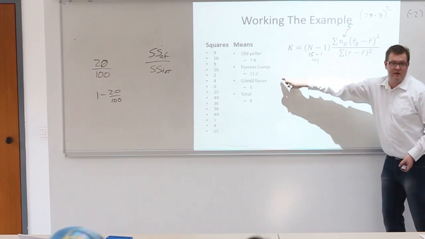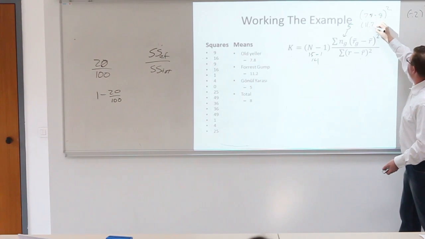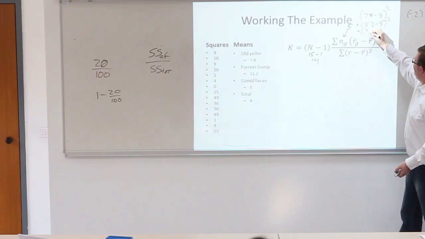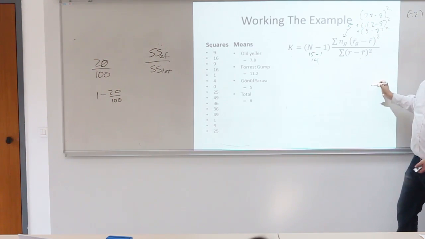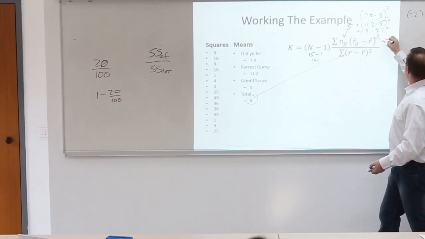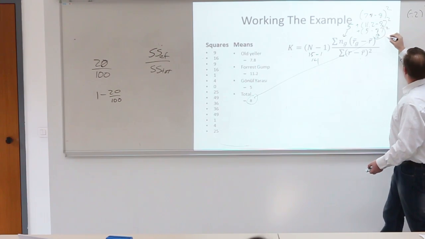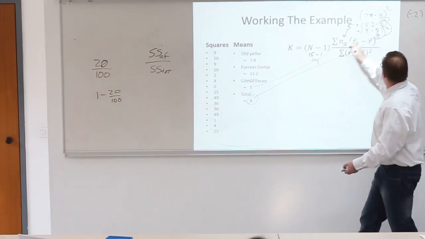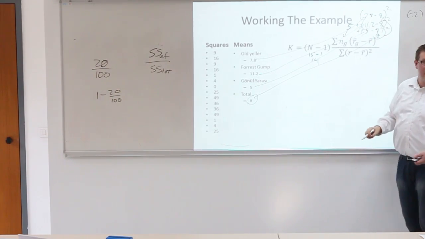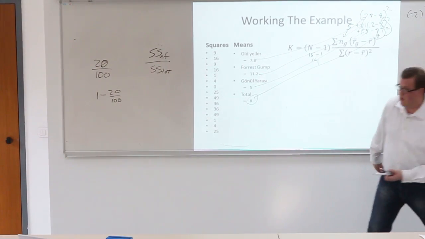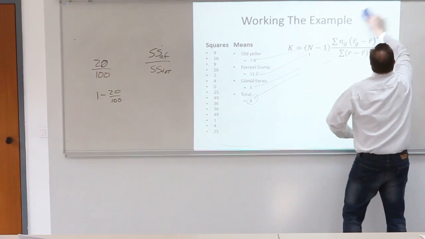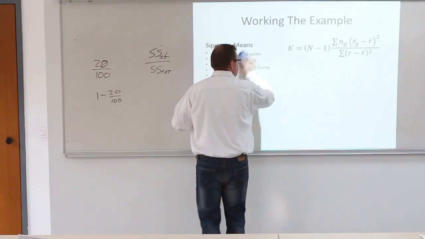And we're going to do the same thing for the next one. So that will be 11.2 minus 8 squared, plus 5 minus 8 squared. You guys see where we're getting it? So the totals here, here, and here, and then like that, right? So we'll get that part. How about the denominator?